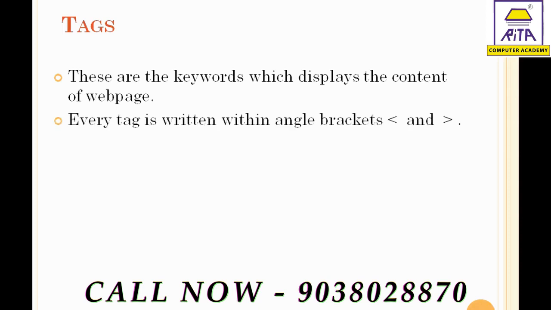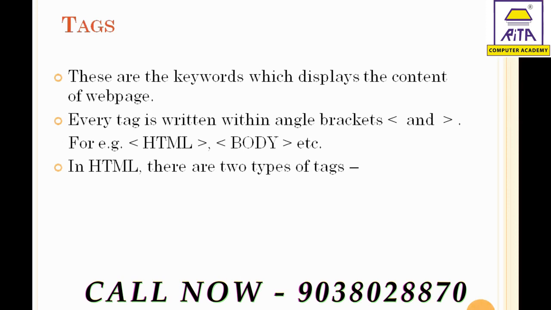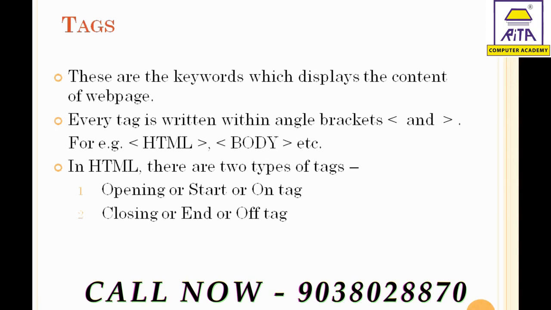These tags are written within angle brackets. Angle brackets means between the less than and greater than sign, like html, body, etc. There are different tags in HTML. Now, two types of tags. Specifically, we classify these tags in two types. The first one is the opening or start or on tag. You can call it opening tag, start tag, or on tag. And the second one is the closing or end or off tag.